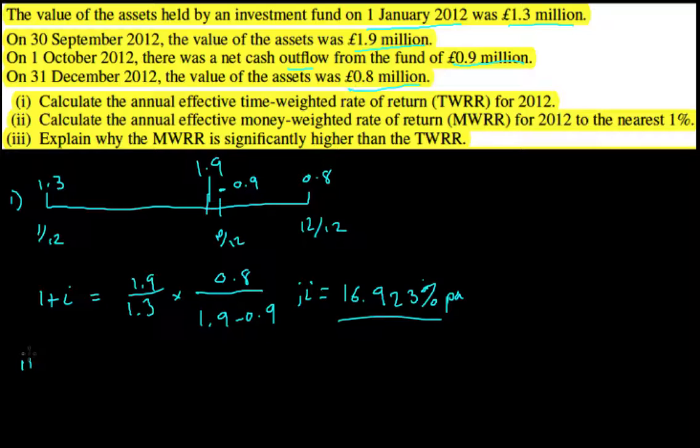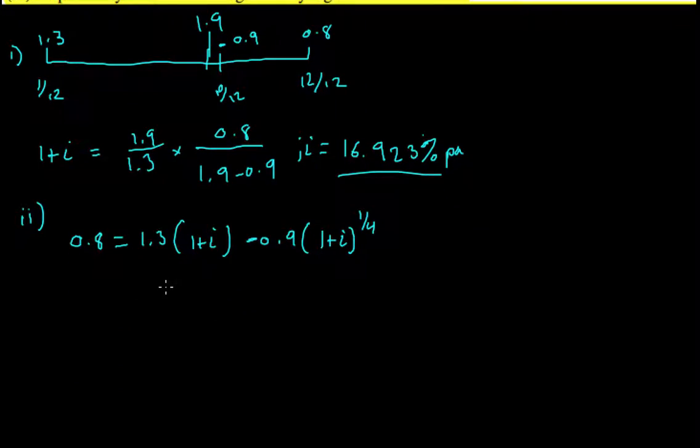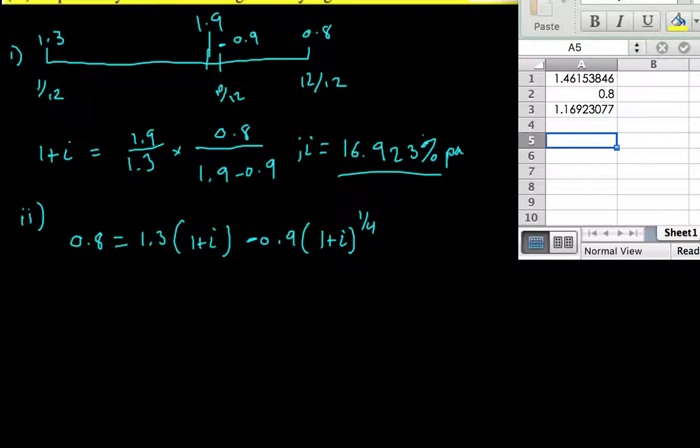Let's look at part ii. It wants us to find the money-weighted rate of return to the nearest 1%, which is pretty nice. So we have 0.8 equal to 1.3 invested over 1 year at some rate, minus 0.9 invested at some rate over a quarter of a year, 3 months. Now we just have to find out what i is. We can muck around on the calculator, but I'll just use Excel.